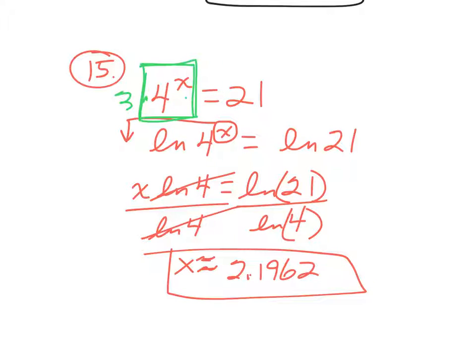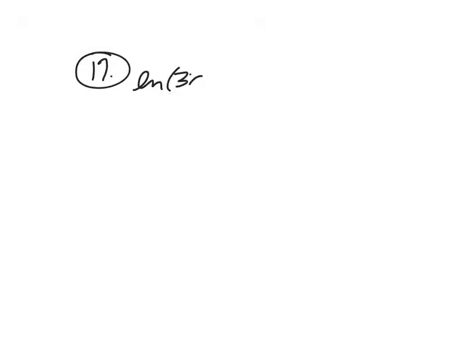Well, I want to look at numbers 17 and 18 because they caused a lot of havoc. Lots of havoc on 17 and 18. So let's try to get squared back around on those problems. 17 has a natural log of 3x minus 2 plus the natural log of x minus 2 equal to the natural log of 4.